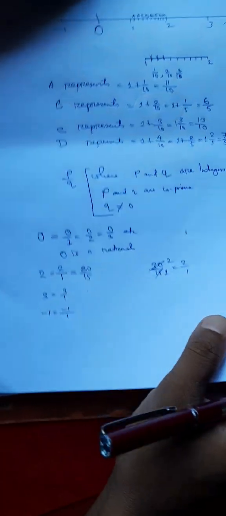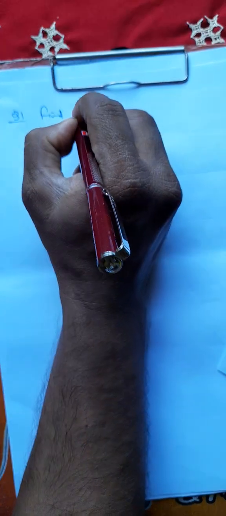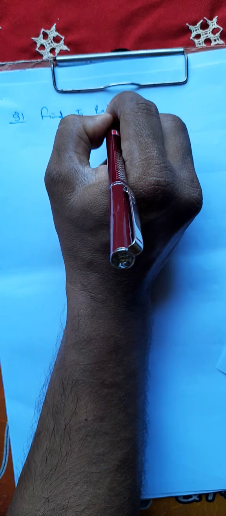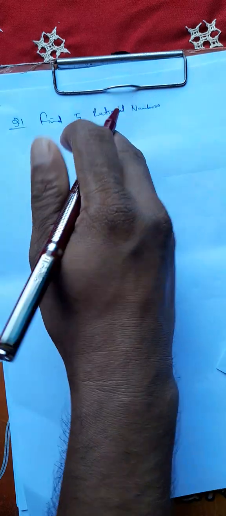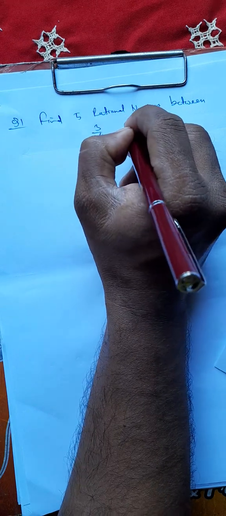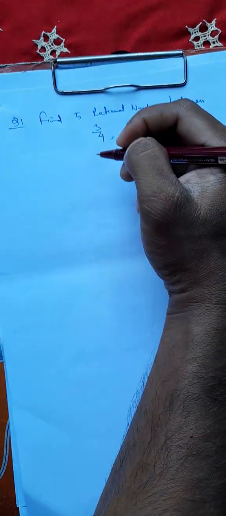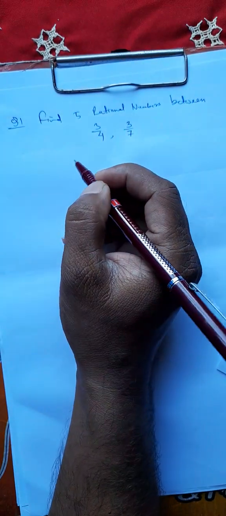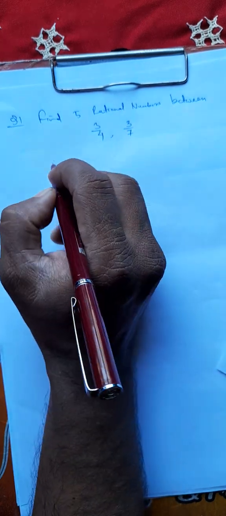Now say for example, can you find, suppose a question: find 5 rational numbers between 3 by 4 and 3 by 7. In between 3 by 4 and 3 by 7 you are asked to find 5 rational numbers.